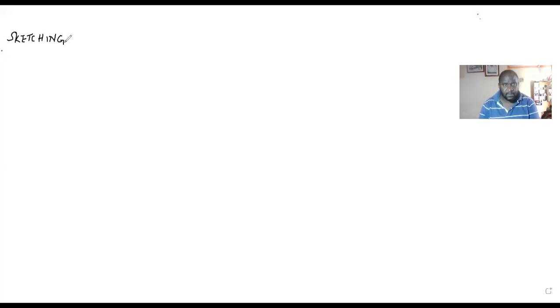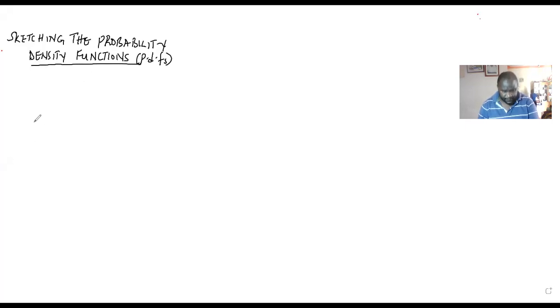Sketching the probability density functions. So we are going to sketch the PDFs.